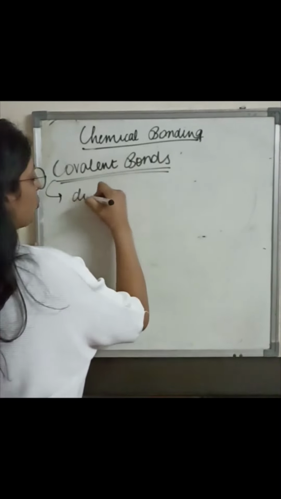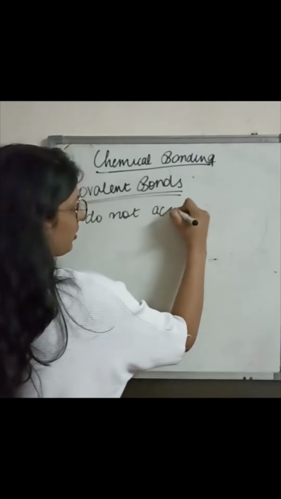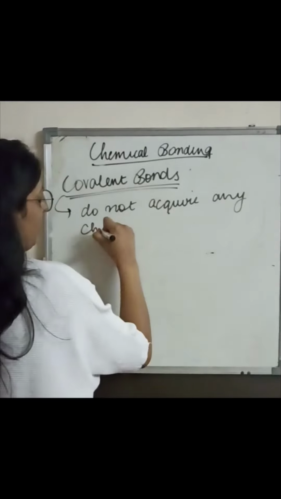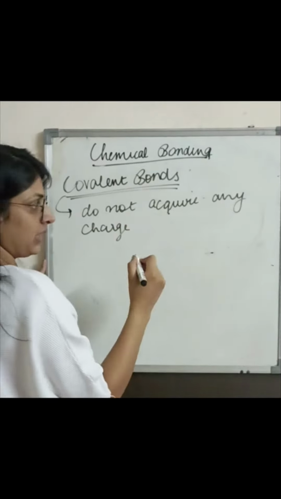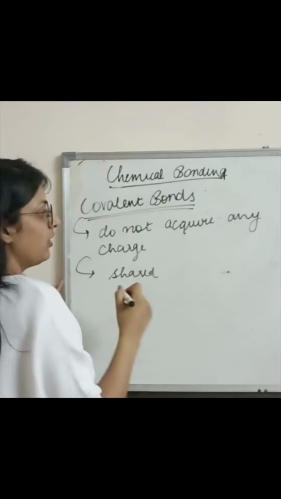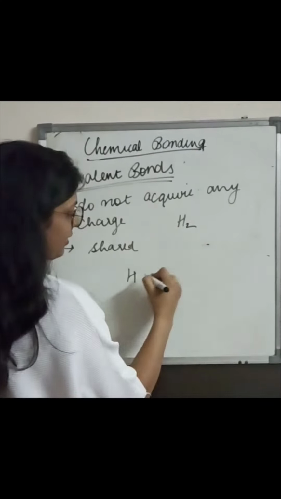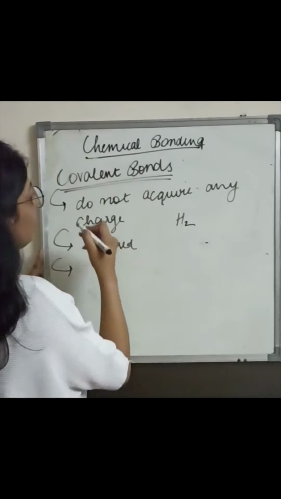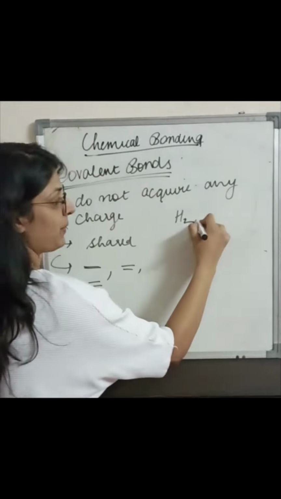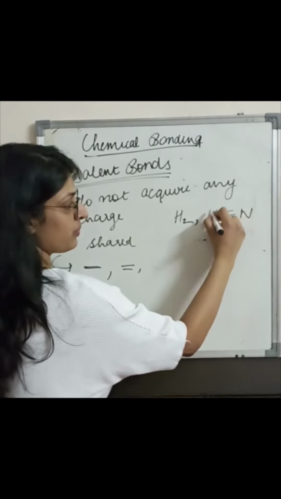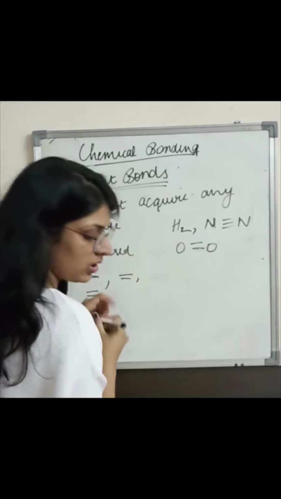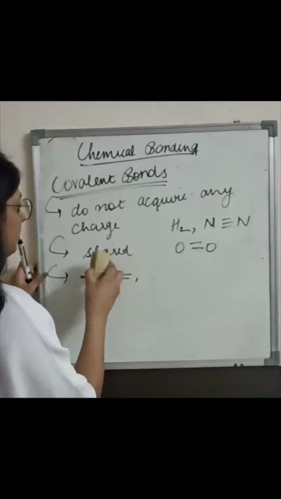Now, covalent bonds do not acquire any charge, since the electron is shared and not lost completely. For example, H2. Also, covalent bonds can be single bonded, double bonded or triple bonded. For example, H2, N2 which is triple bonded, O2 which is double bonded. Now we will discuss the example of hydrogen first, then nitrogen.